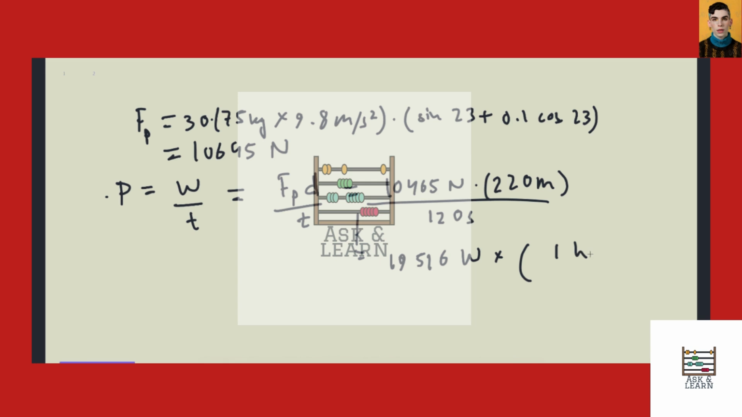And now we want this in horsepower. We recall that 1 horsepower is equal to 746 watts. So multiply that by 1 over 746, and you get 26 horsepower for the average power. And that's it.